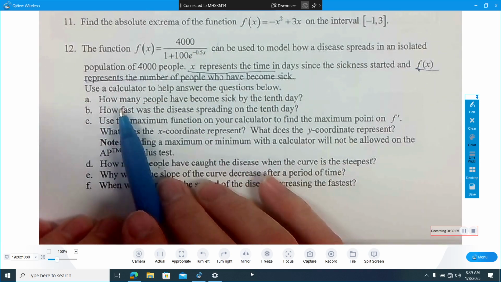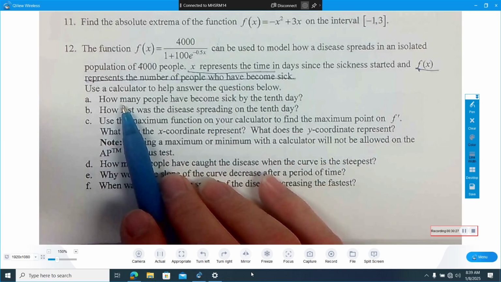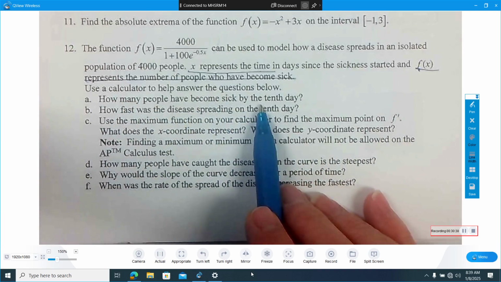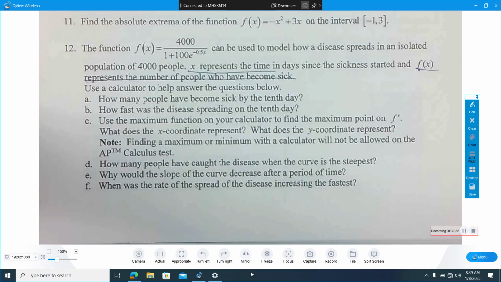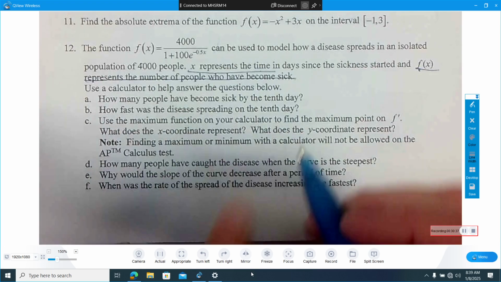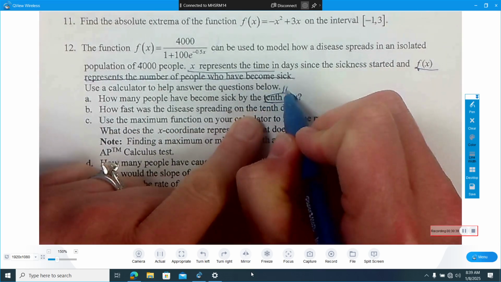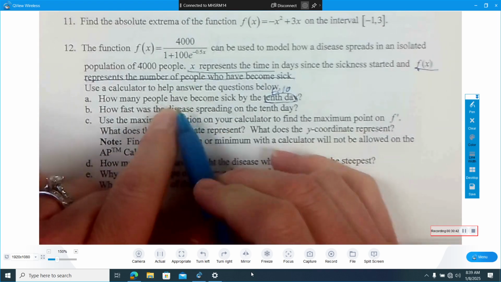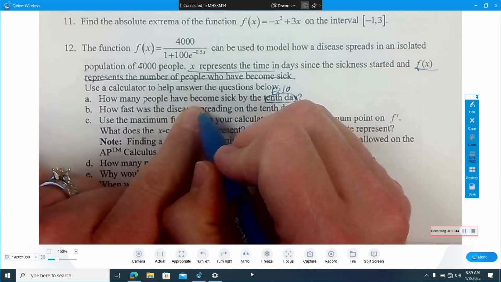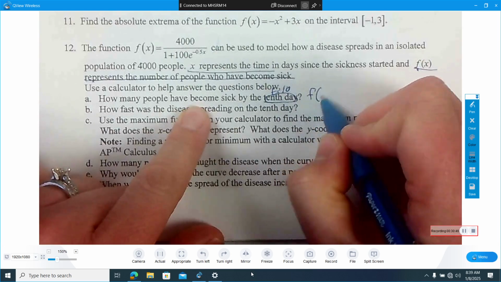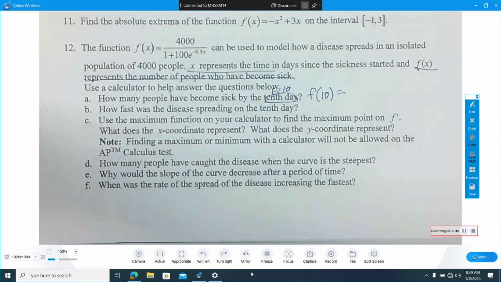Okay, so part A, how many people have become sick by the 10th day? How are we going to answer that? What do we need to do? Plug in 10, yeah. So this is a time, so that's t equals 10, all right? And how many people have become sick? Well, that represents f of x. So this is really just f at 10. And this is the notation I would use if this was a free response question. I'm taking my function, I'm plugging in 10, and you guys can do that. Use your calculator.